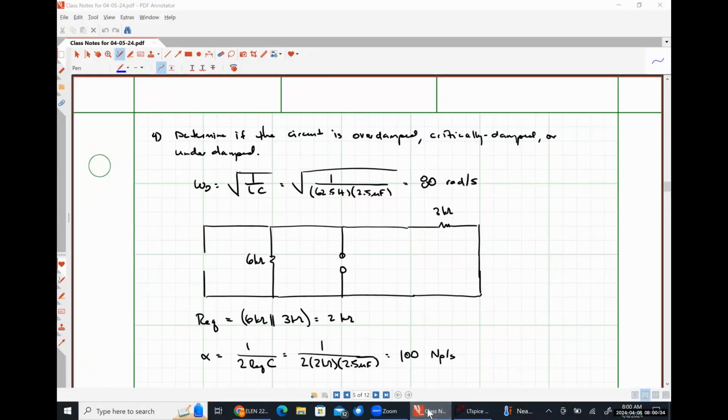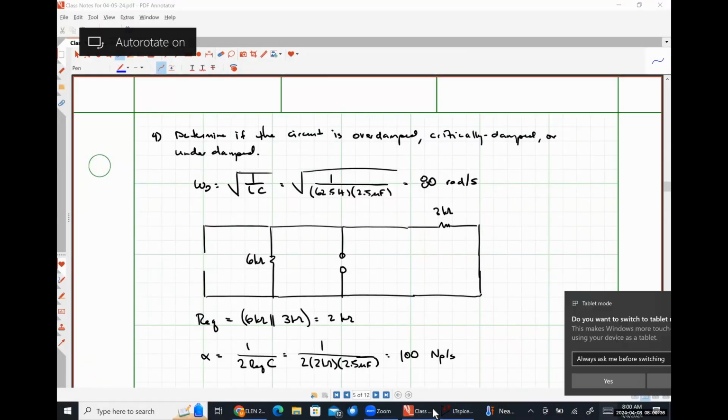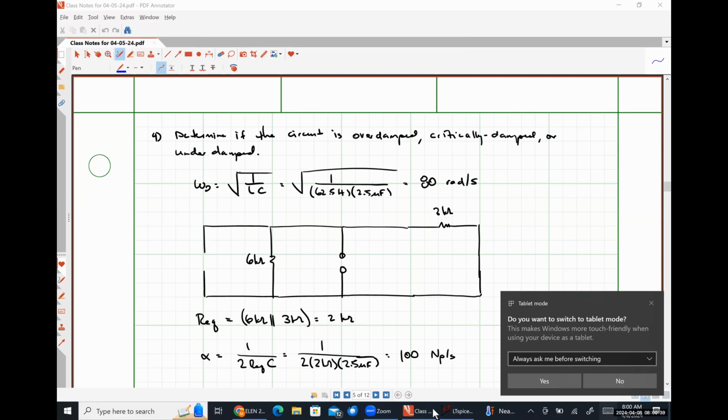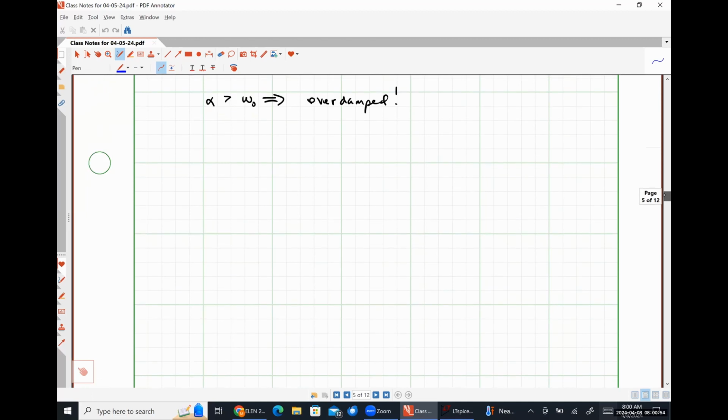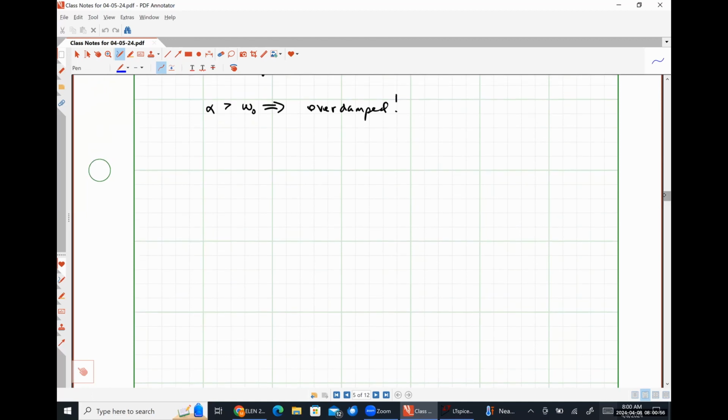So when we ended our last class meeting, we had determined that our circuit was overdamped because alpha was equal to 100 nepers per second and omega naught was equal to 80 radians per second. So now we're going to talk about what to do with that information.